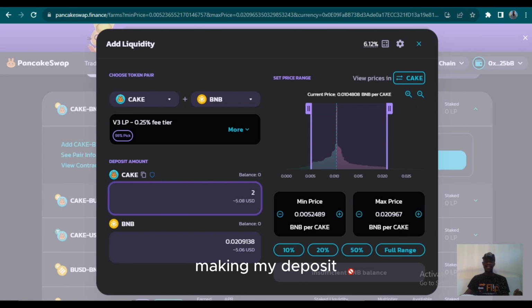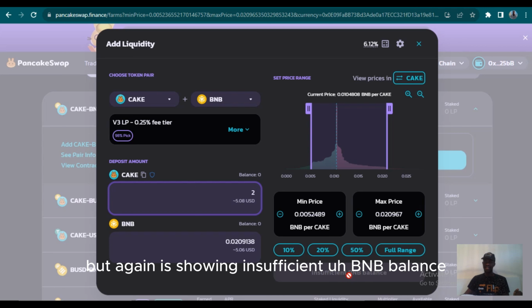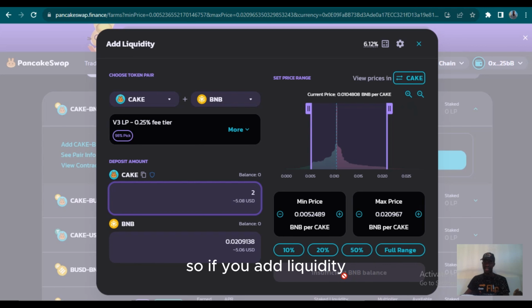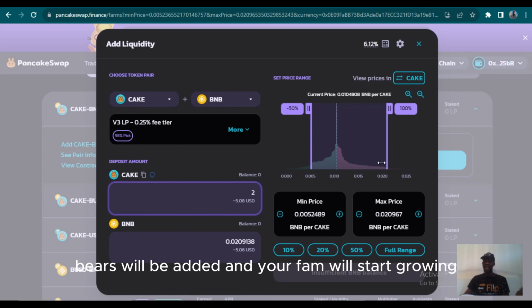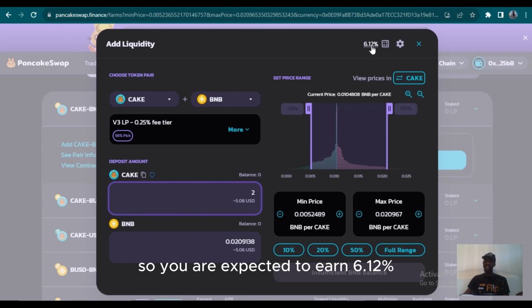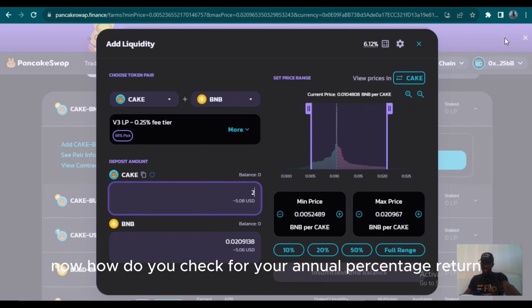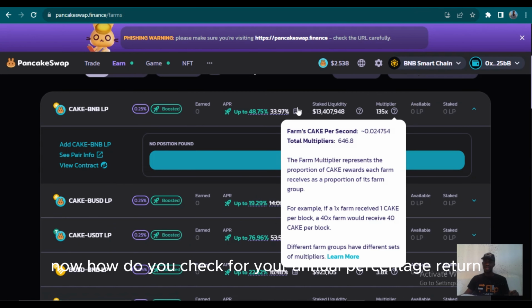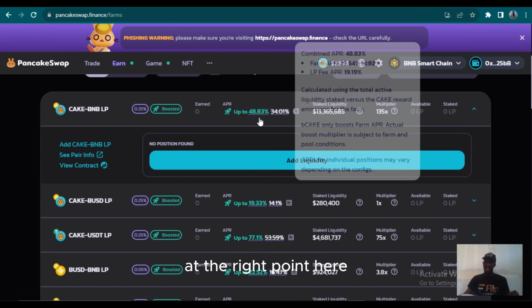Once you click on add liquidity, this is the point where you add liquidity, but again, it's showing insufficient BNB balance. If you add liquidity, these particular pairs will be added and your farm will start growing. So you are expected to earn 6.12%.